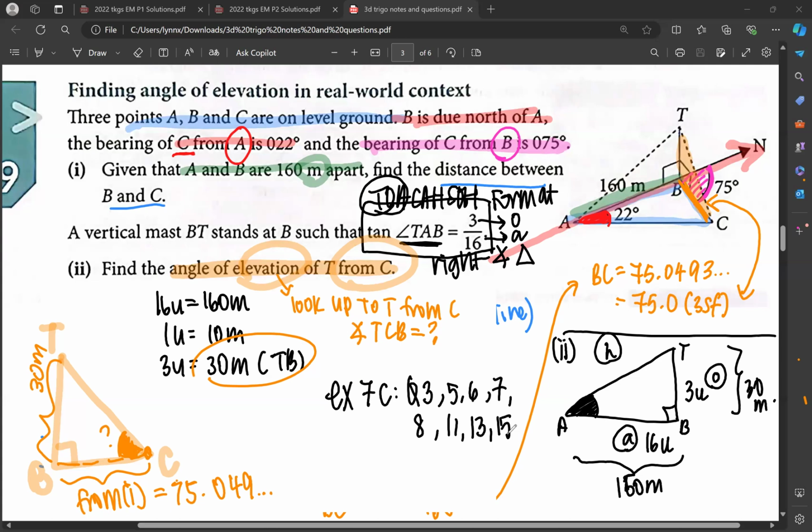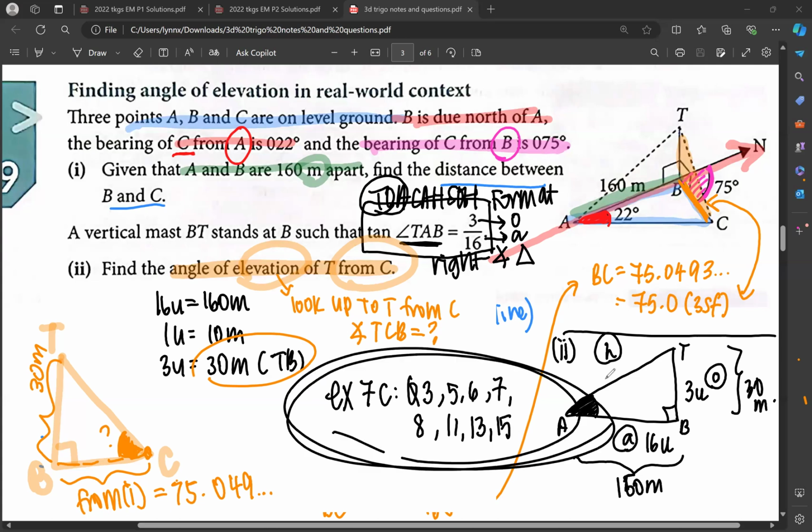So you can use your remaining time to do your corrections. If you have already done your corrections, then good for you. You can use your remaining time to do the homework.